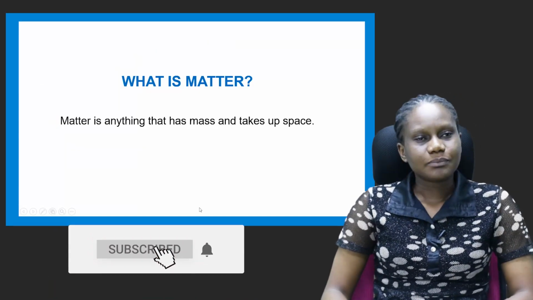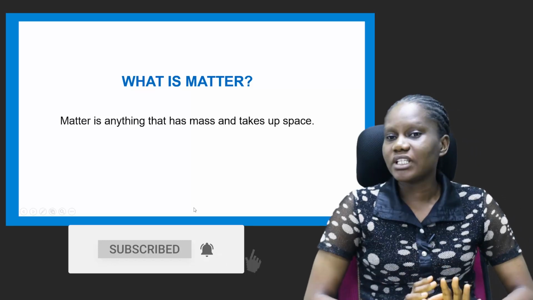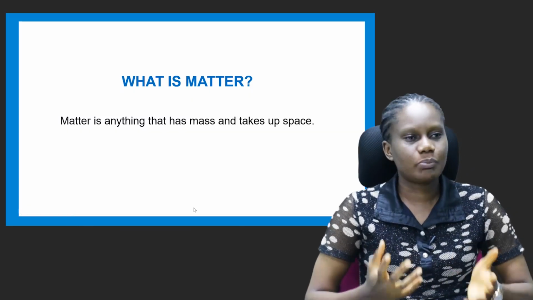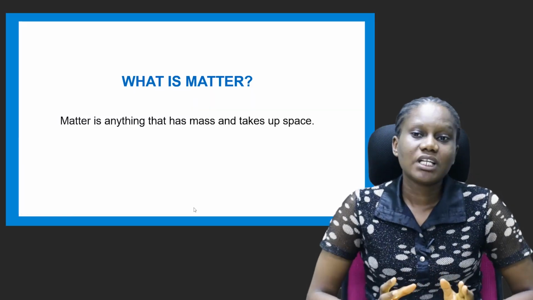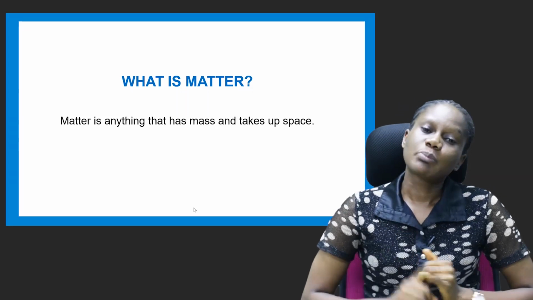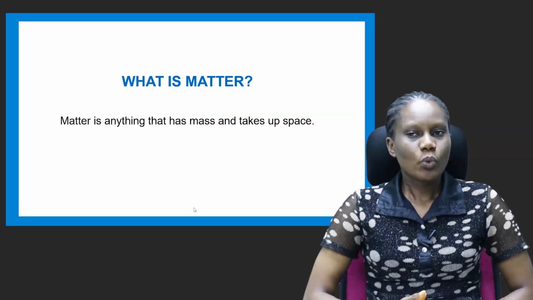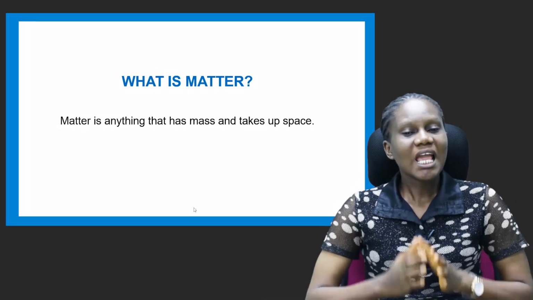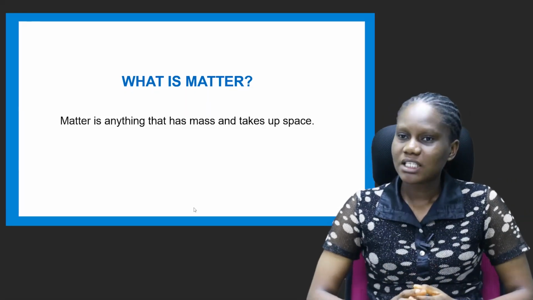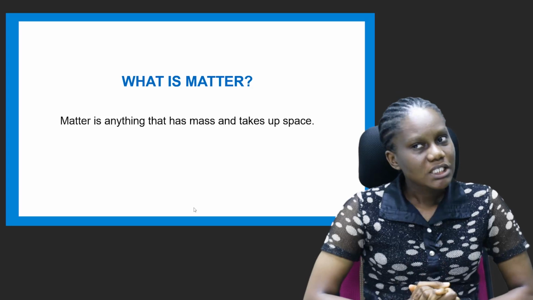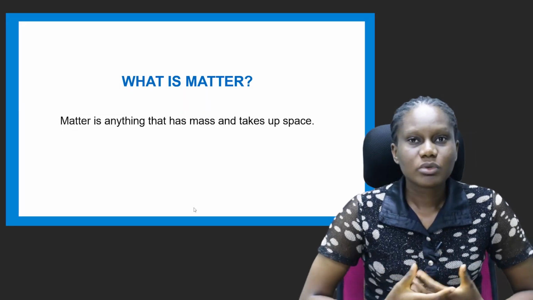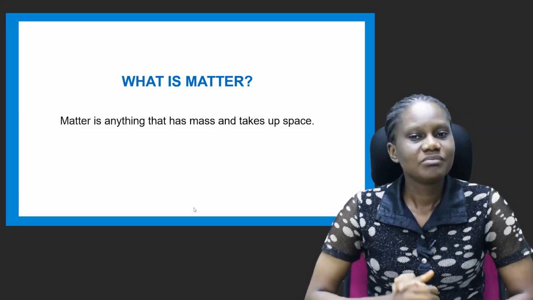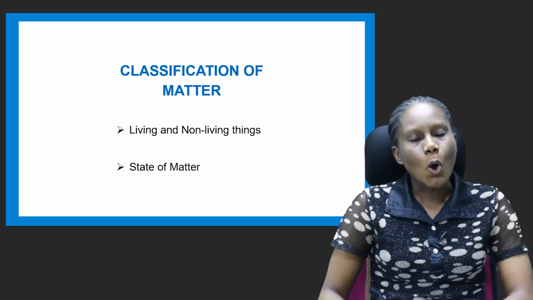So what is matter? Matter is anything that has mass and takes up space. Anything whatsoever that has mass and takes up space is matter. So we can say that again: matter is anything that has mass and takes up space. Can you say it one more time with me? Matter is anything that has mass and takes up space.